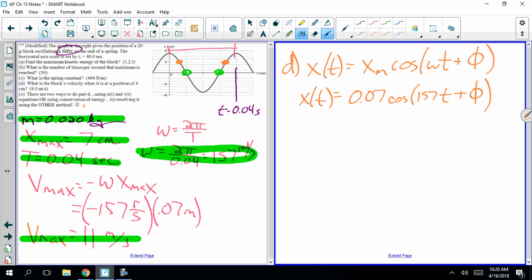Say that again. D gives you x with t, right? Since I'm in a position of 4 centimeters. So again, you plug in 0.04 equals. Oh, I got you. Well, but we don't have the time at 4. How about you guys? What do you got? How can we find phi?